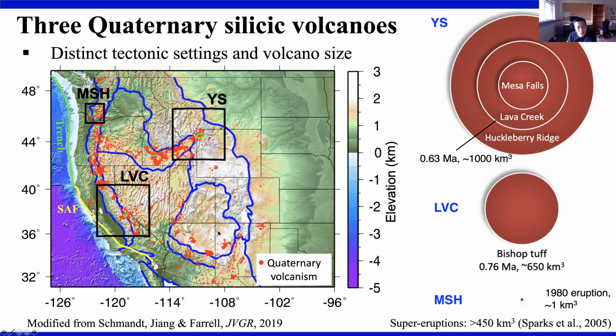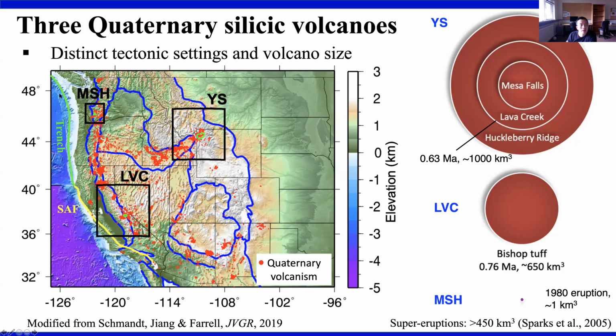The Colorado Plateau is here. It's been pretty active in the past 7 million years, generating quite an amount of Quaternary volcanism, shown by these red dots here. But if you look at these three volcanoes, they are definitely different systems, with different volcanic and tectonic settings.